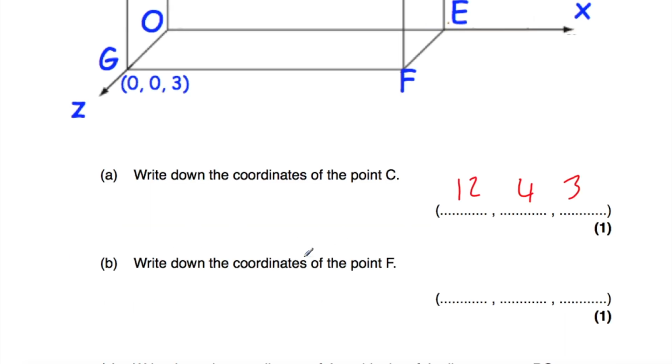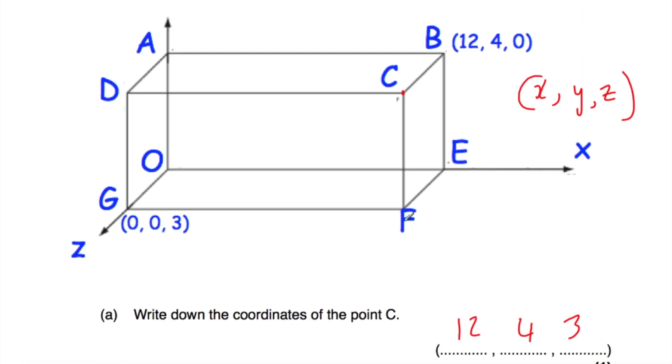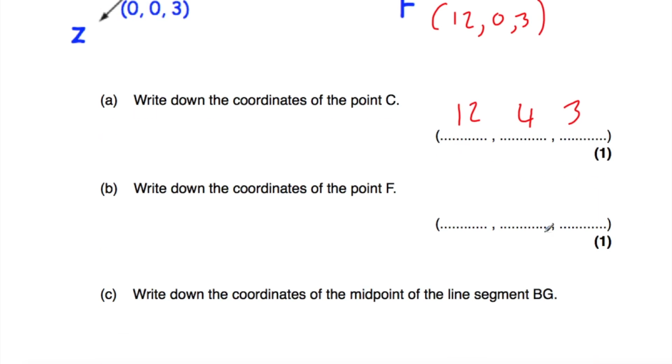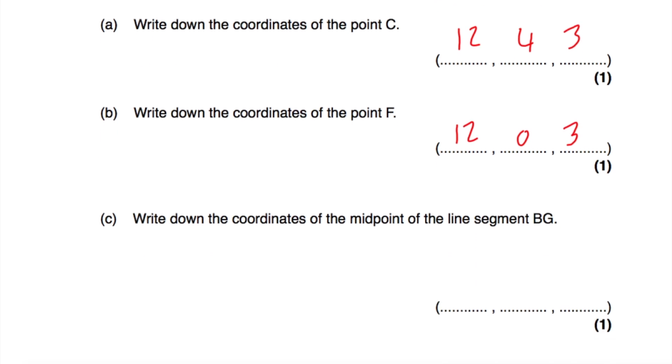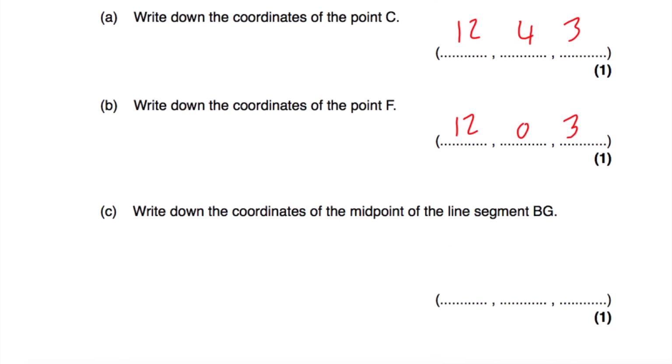Okay, part B. Part B says write down the coordinates of point F. So the coordinates of point F, that's this point here. Well, again, you're going to be moving 12 across to get to E. We're not going to be moving anything up, so it's going to be 12 and then 0, because that would bring us to here. And then we do want to move 3 forward to get to F, so it's then going to be 3. So it's going to be 12 across, 0 up, and 3 forward. So that's the coordinates of the point F, 12, 0, 3. Okay, and our next part, part C, says write down the midpoint of the line segment BG.